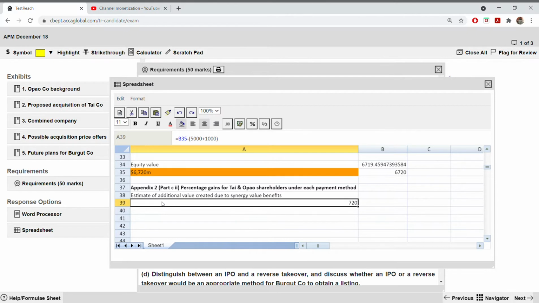Okay, that's 6720 minus 5,000 plus 1,000, which is equal to 720. But in this case, let's assume that when they click through the formula, they'll be able to see it. So we'll just keep it like this, 720. Okay.